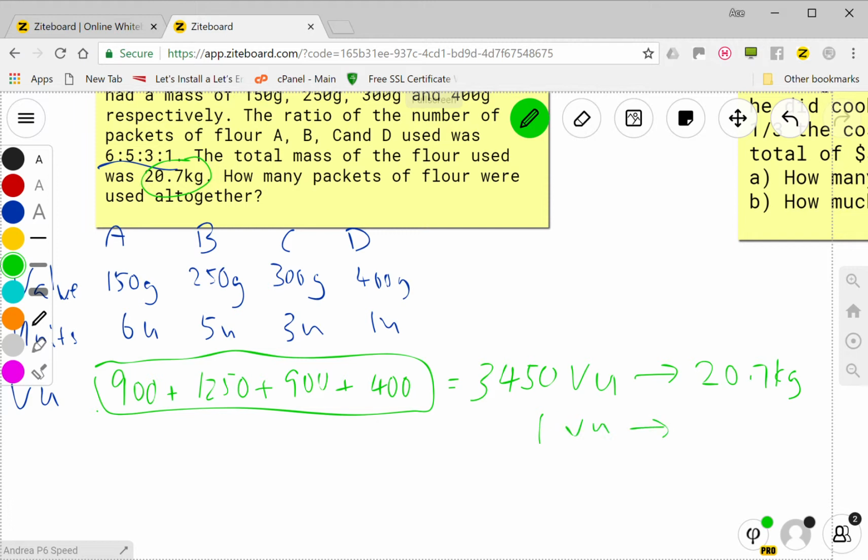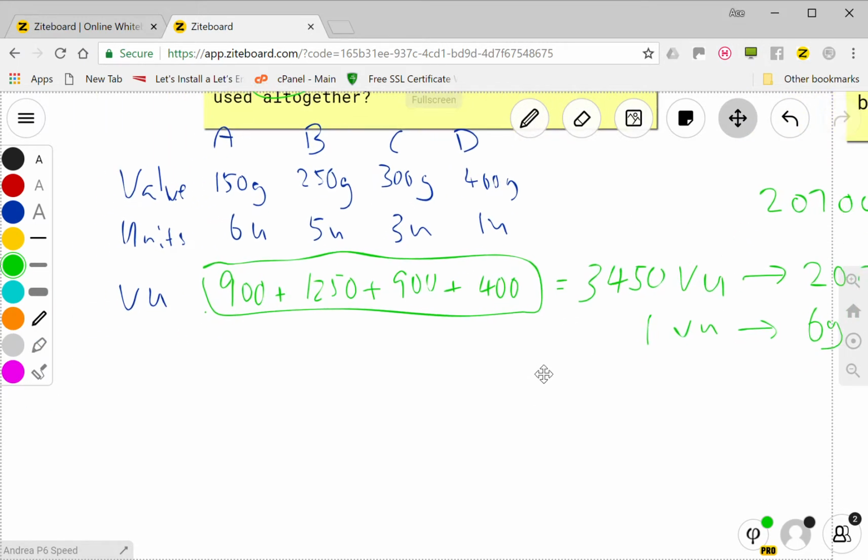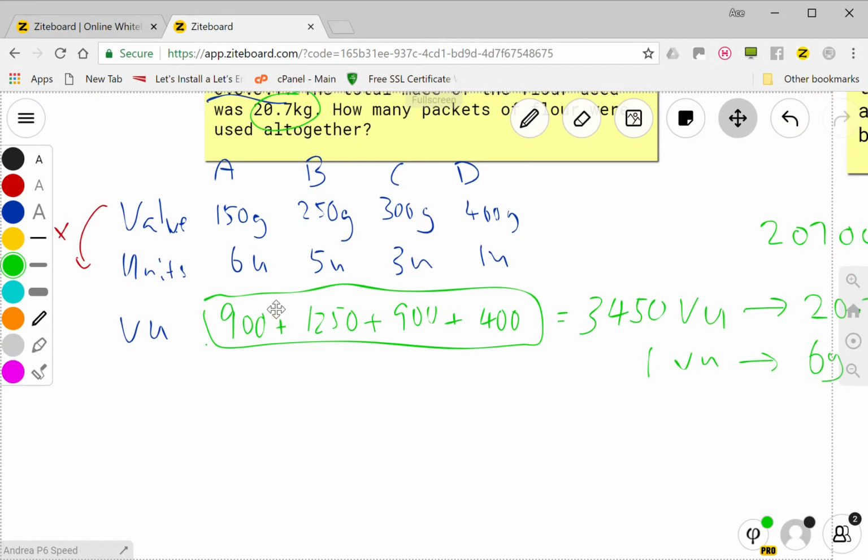So what is 1 VU? I take 20.7 kilogram divided by 3450. 20.7 kilogram I can convert to grams, which gives me 20700 grams. Divided by 3450 is 6 grams. So 1 VU represents 6 grams. Now if 1 VU represents 6, I can see that here I have 900 VU. So how many grams in total?